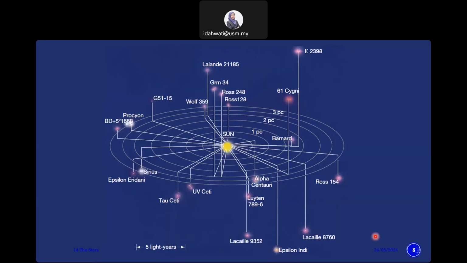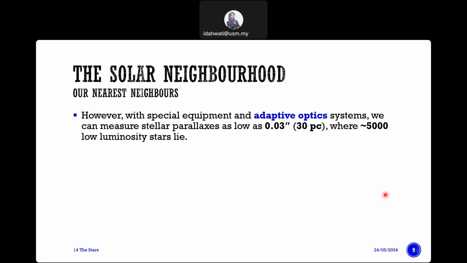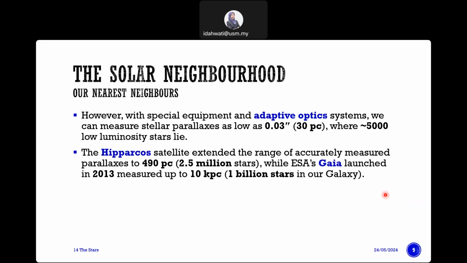This is a diagram showing the distance in parsecs, with the Sun in the middle and all the stars, the brightest stars and all the main stars, shown here. For our nearest neighbors, with an adaptive optics system, we can measure the stellar parallax as low as 0.03 arcseconds or 30 pc.